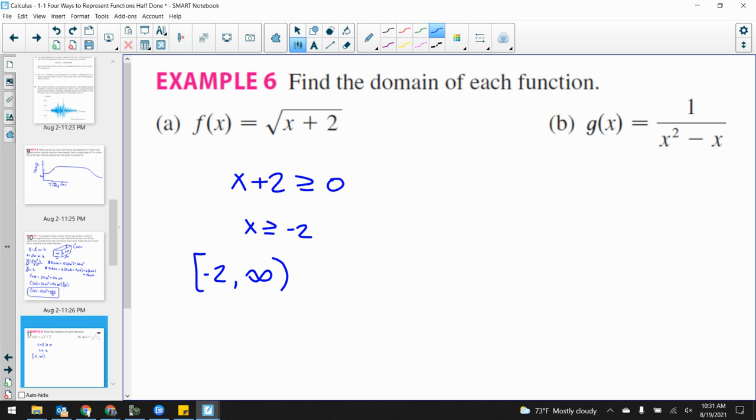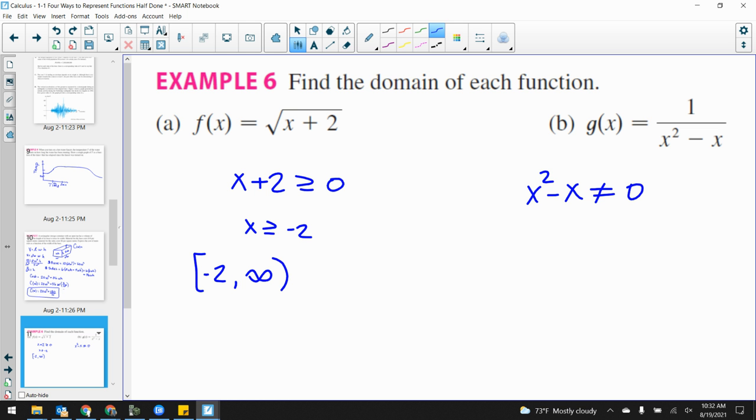All right, now, how do I have to restrict the domain for a rational function like part B? Remember, rational functions are ones that can be expressed with fractions. With fraction functions, you cannot have zeros in the denominator, right? Okay, so if 0 can't be the denominator, well, you just say this. The denominator cannot be 0.